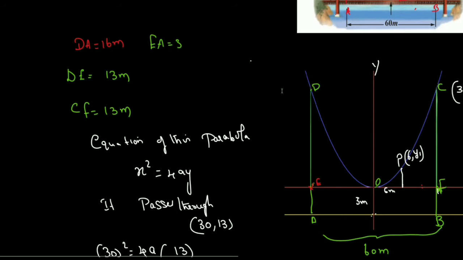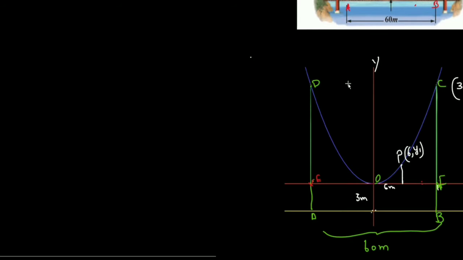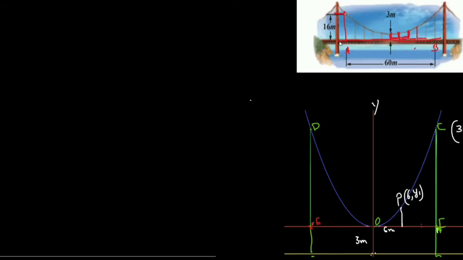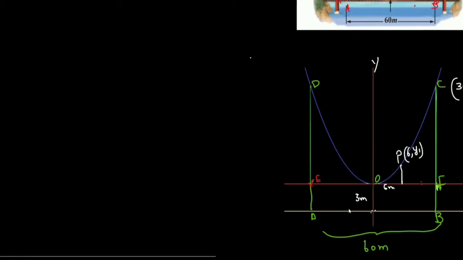So let us draw this diagram. The diagram is this. This AB is the road bed, and from the vertex to the road bed is 3 meters. Now here we draw the x and y axis. We take this as AB. So here the road bed is in this diagram. AB is the road bed, and this is the suspension bridge.